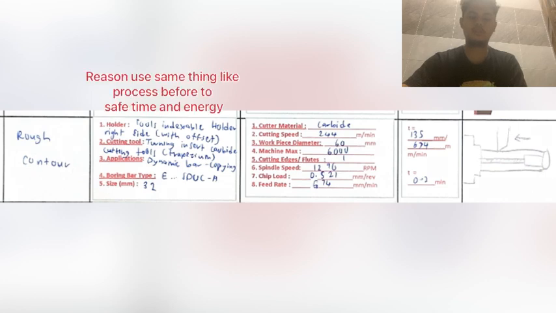For part 2, I choose the third process, which is rough contour. For the holder, I use the tool indexable holder right side with offset, and the cutting tool is turning insert carbide cutting tools, where the shape is trapezium. The application is dynamic bar copying. The boring bar type is SDUC A. The size in millimeter is 32. The cutter material is carbide.